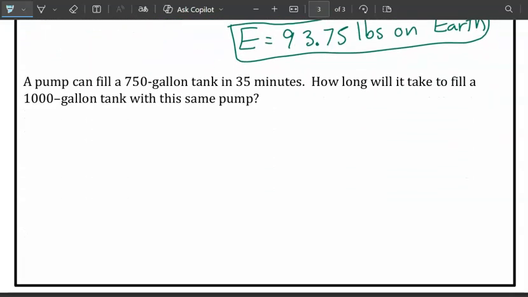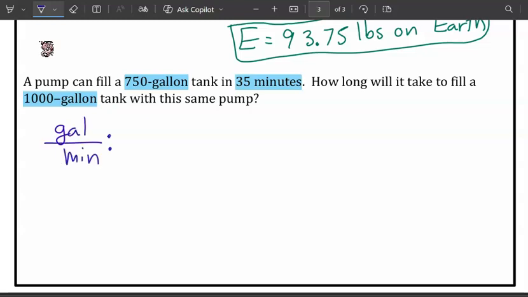A pump can fill a 750-gallon tank in 30 minutes. How long would it take to fill a 1,000-gallon tank with the same pump? All right, let's do gallons per minute. 750 over 35 equals 1,000 over m.